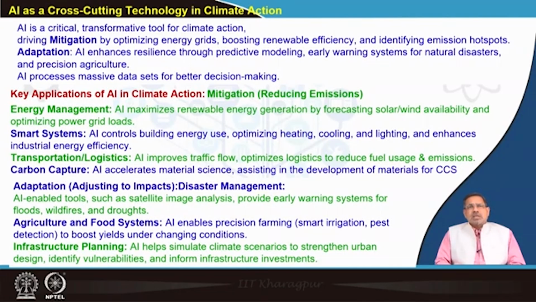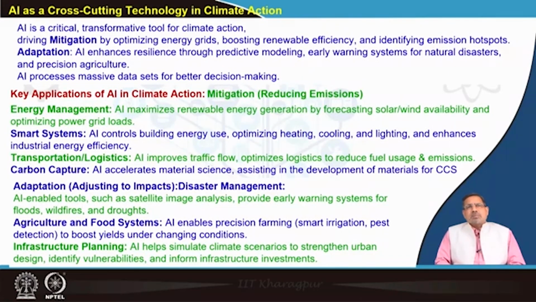Coming to the key applications of AI in climate action, first is mitigation. So first we are talking about mitigation, that means reducing emissions. In terms of energy management, as far as the energy sector is concerned, AI maximizes renewable energy generation by forecasting solar variability or wind variability, and also by optimizing power grid loads because it processes a lot of data.